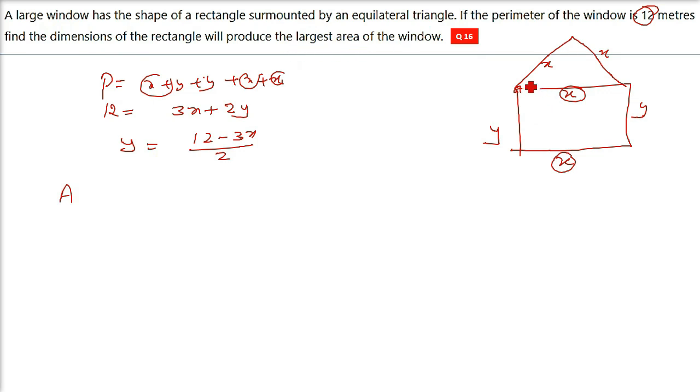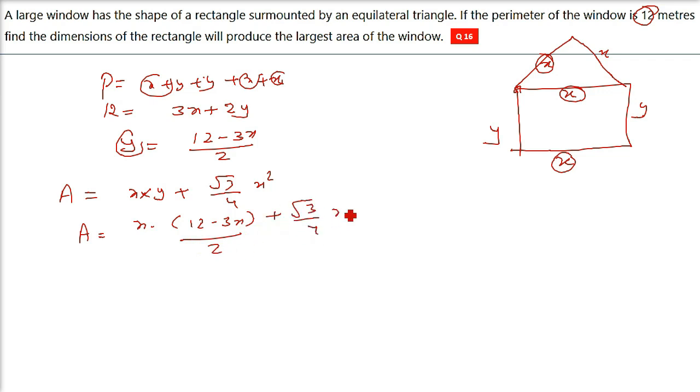Area is what? Now we need to find the area because we are going to solve for the largest area, which is asked in the question. x into y is the area of the rectangle and root 3 by 4 into side square is the area of the equilateral triangle. Next thing is the differentiation, but before that we will replace y by x because we can differentiate only with respect to one variable. Now y is replaced by (12 minus 3x) by 2, other things remain the same.